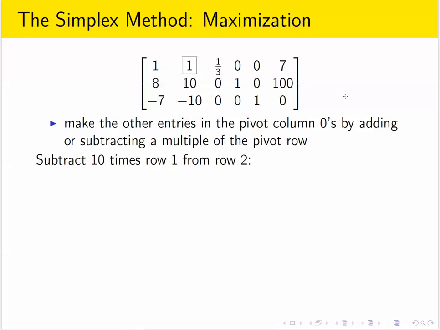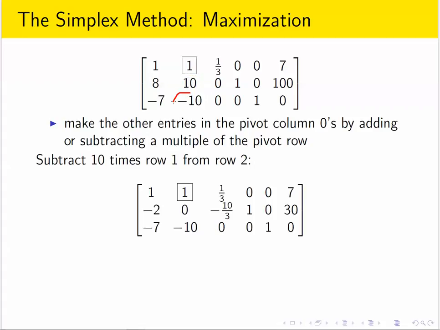So we're going to make this into a 0 if we subtract 10 times the pivot row, and we'll make this into a 0 if we add 10 times the pivot row. But let's do it one step at a time. So our first step was making this into a 0, subtracting 10 times the first row. Let's just see how that works.